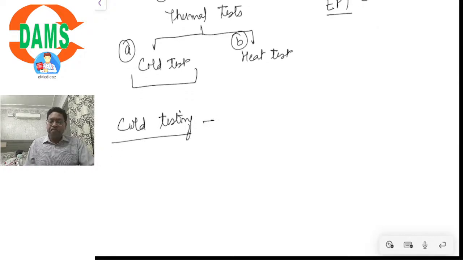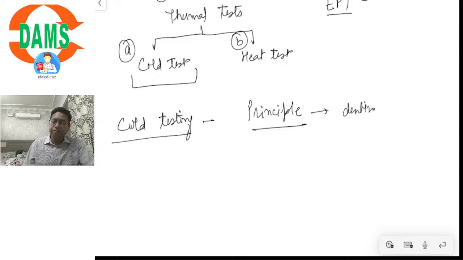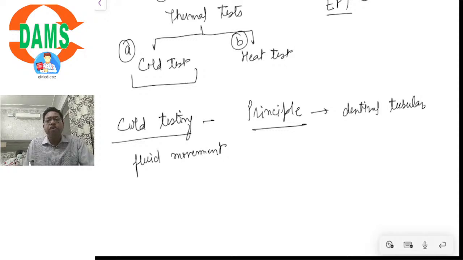As we know, what is the basic principle of cold testing? How do we assess the pulpal condition by cold testing? The principle simply says that application of cold stimulus to the tooth would cause dentinal tubular fluid movement. Whenever we apply a cold testing agent, there would be dentinal tubular fluid movement. This in turn would stimulate viable A delta nerve fibers.